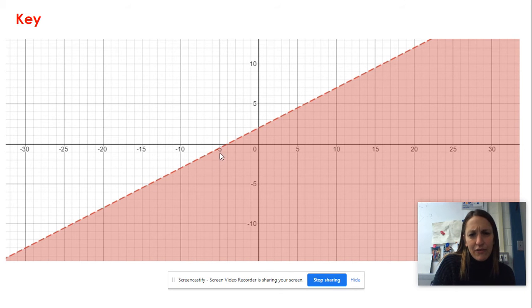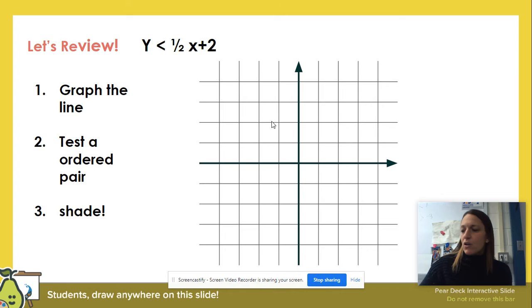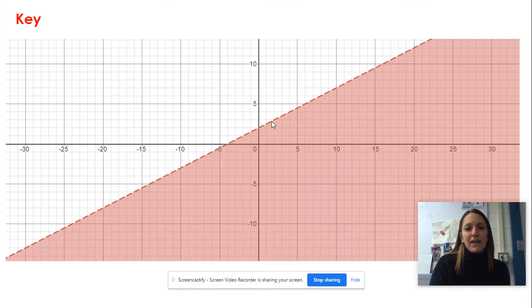So this is my graph where I started at the y-intercept and I went up 1 over 2, up 1 over 2. Then I picked a point. So my inequality is y is less than 1/2 x plus 2. So I can pick any ordered pair that I want. I am going to pick 0, 0 because 0, 0 is easy.